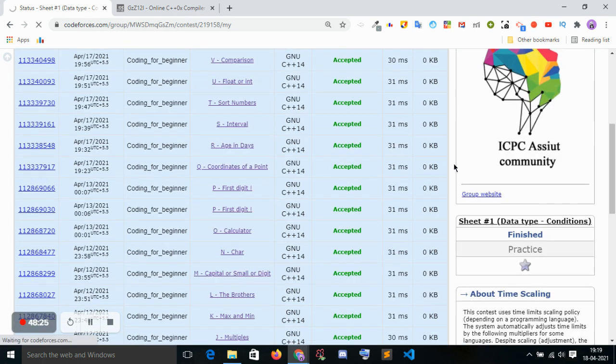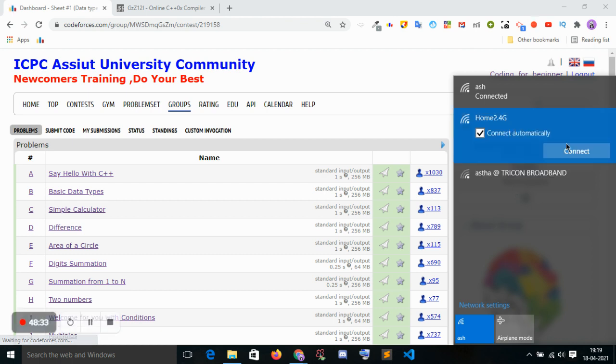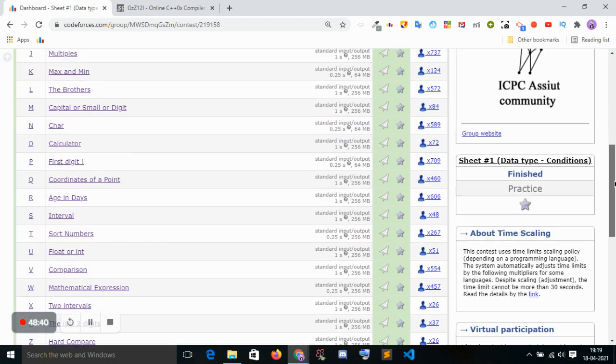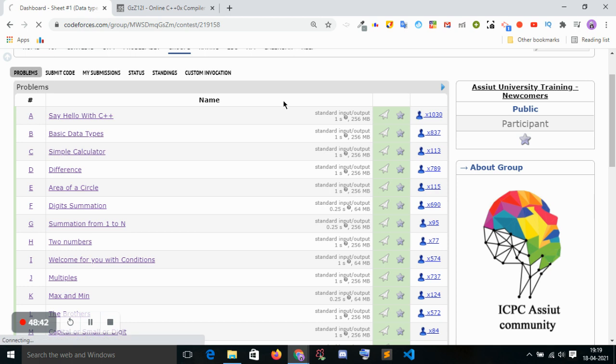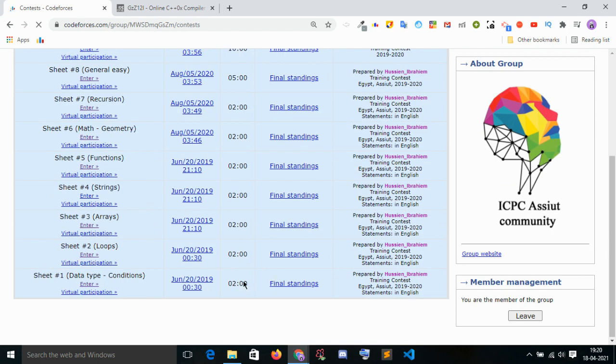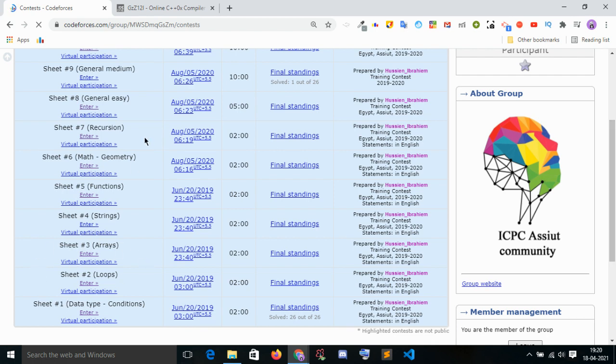We have completed our sheet one, and definitely we go for sheet two soon. You can check your final standing: 26 out of 26 solved, and we'll go to sheet two and sheet three soon, and you complete it.